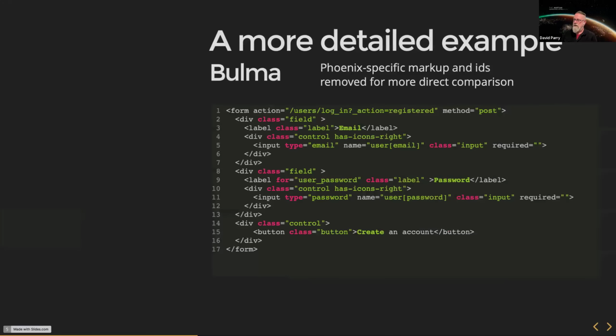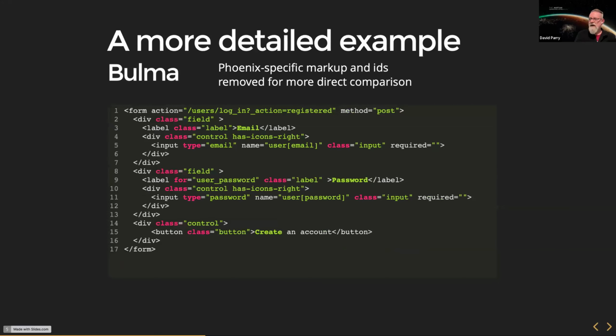But let's look at a bigger example. Okay, so this is a non-trivial example. What I've done here is I've taken out all of the Phoenix specific markup, like PHX ID and all of those sort of things, just so that we can compare apples to apples, and only kept in the class definitions and the other basic stuff. So that's it in Bulma. I think everybody can agree, pretty straightforward, easy to understand.